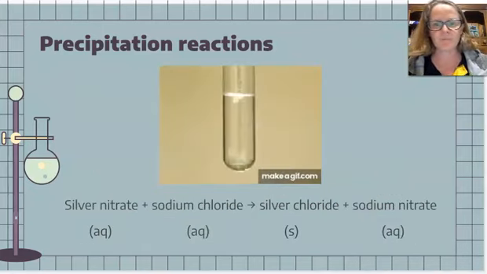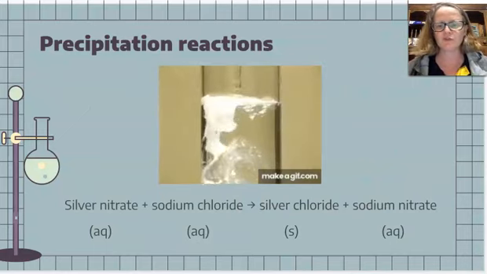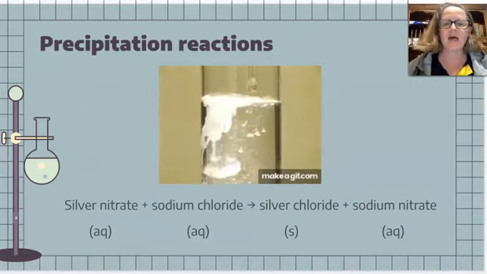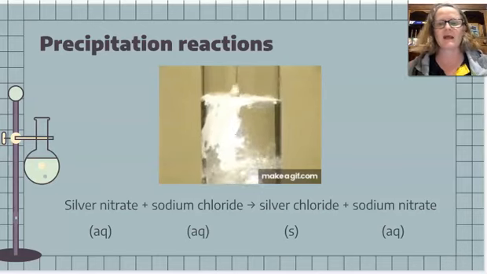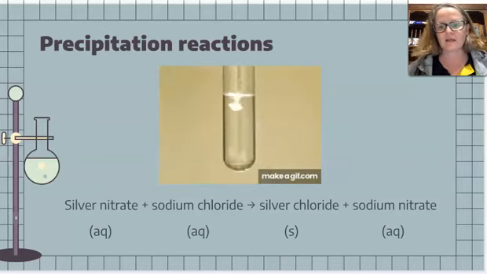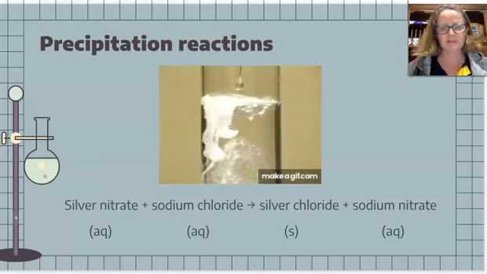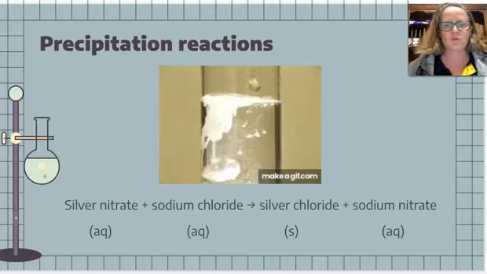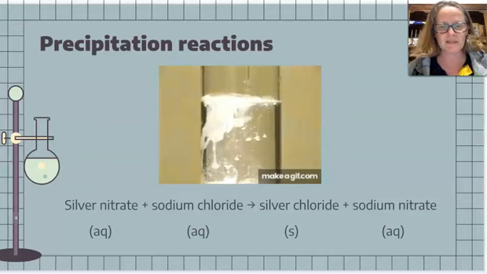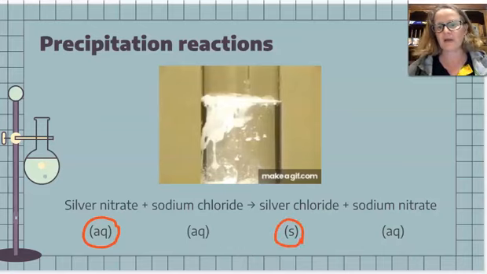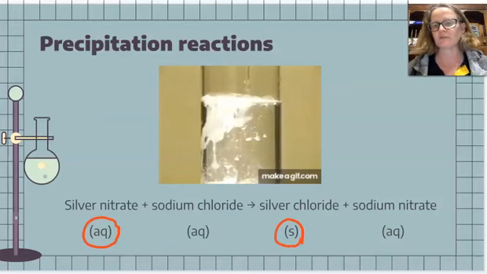Let's look at an example. In this precipitation reaction, we have two colourless solutions reacting, and the instant that they react, they make an insoluble solid. What we use for showing this is the letters AQ. That stands for aqueous solution. So you can see three of the things in this equation are aqueous solutions, and one is denoted by a little S in brackets, which stands for solid.